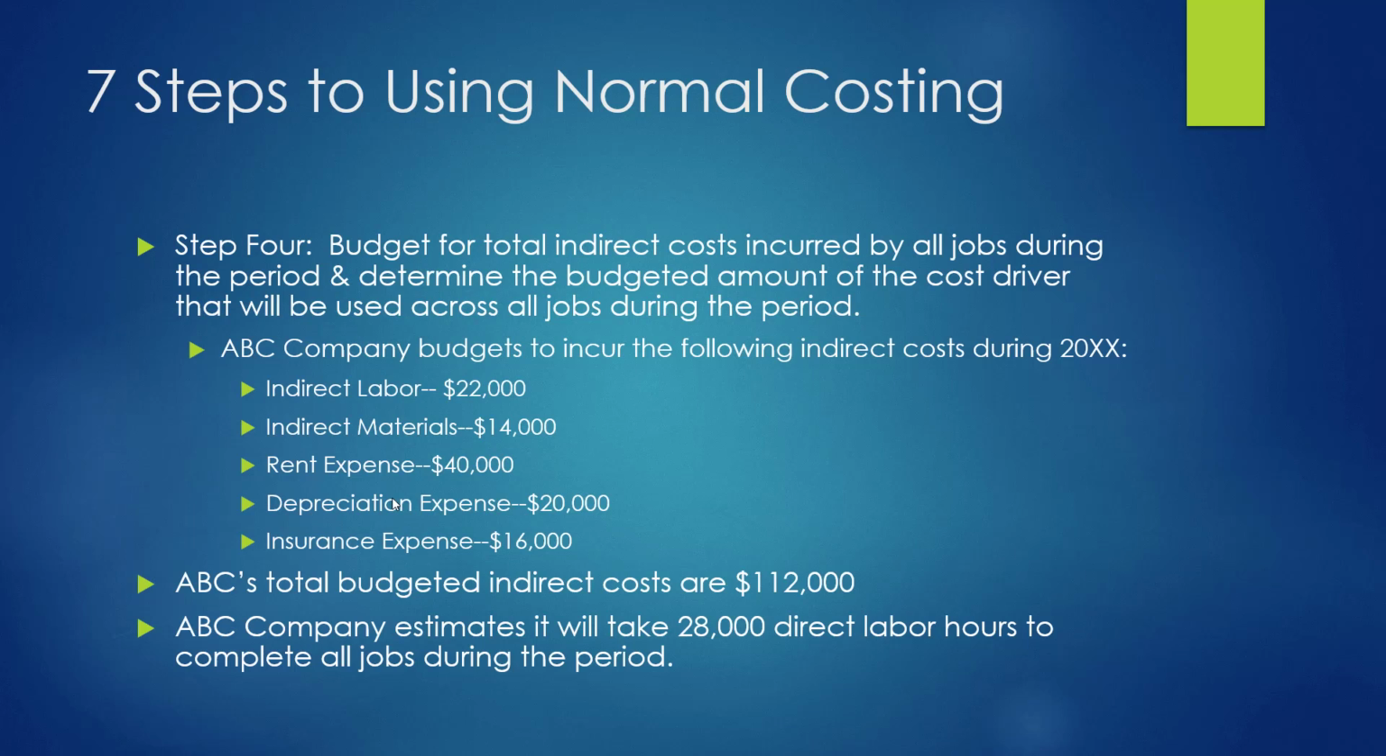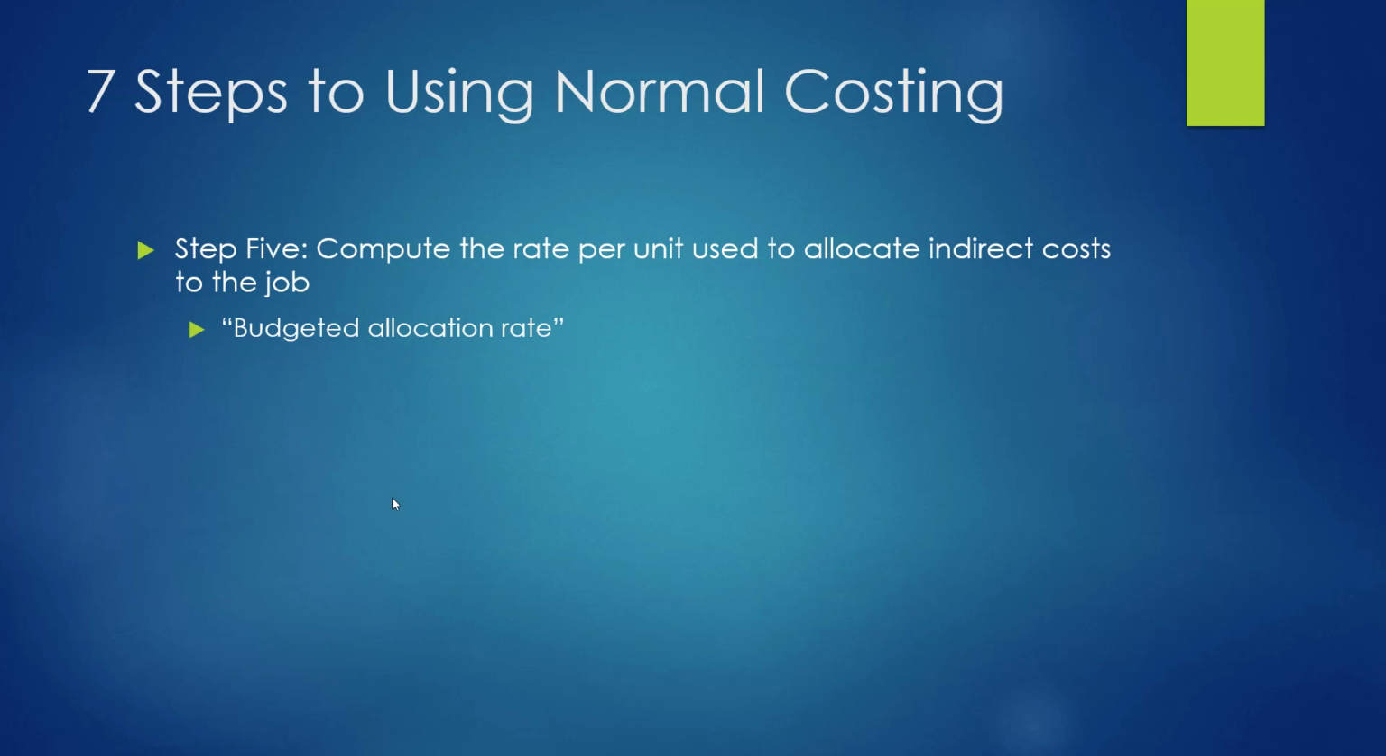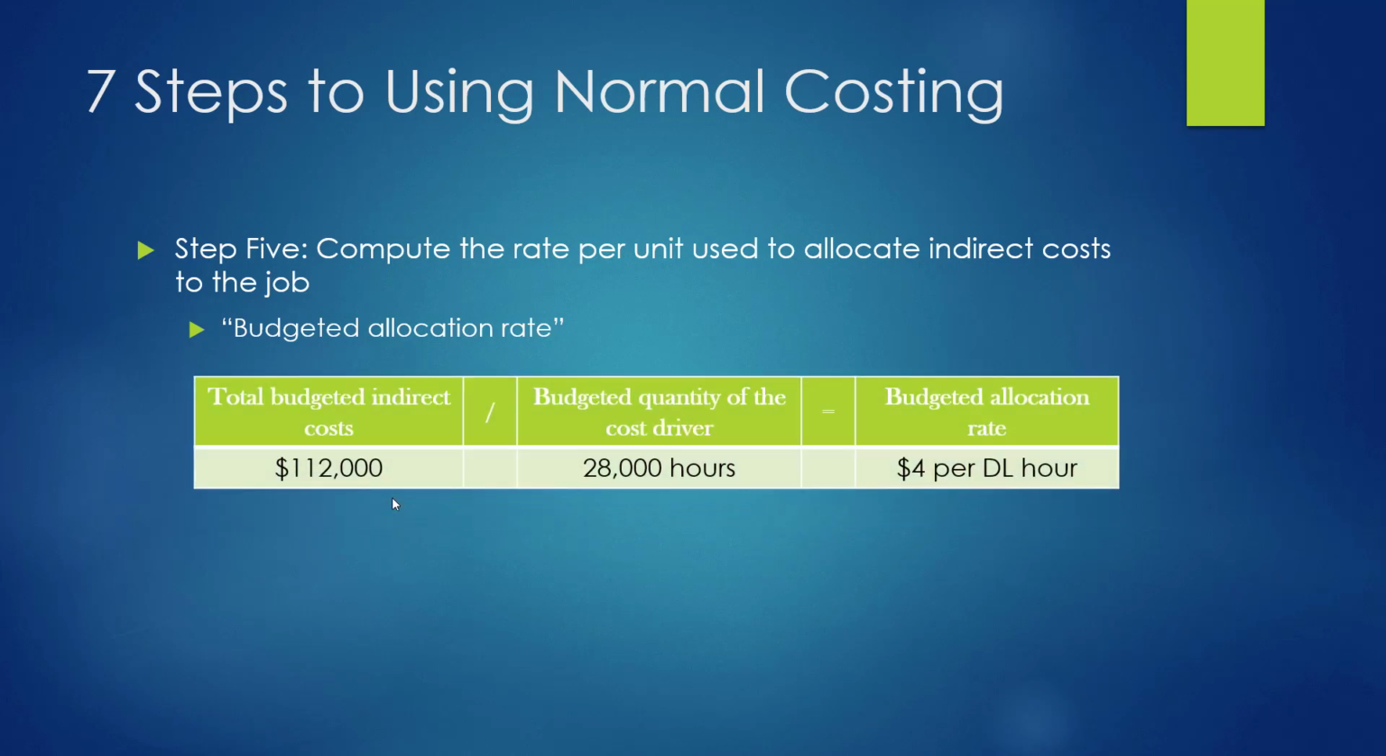So now that we have an expected amount of indirect costs in total, and we have an expected amount of the driver in total, we can come up with our predetermined overhead allocation rate, or our budgeted allocation rate. And to do so, all you need to do in step 5 of these 7 steps to using the normal costing system is to take your expected indirect costs, divide it by your expected quantity of the driver, and you get your allocation rate. So since they're expecting $112,000 in costs, they're expecting to spend 28,000 labor hours to do all the jobs during the period. 112,000 divided by 28,000 is 4.